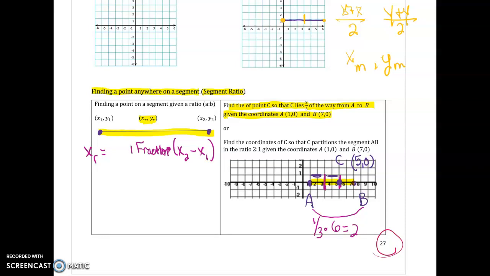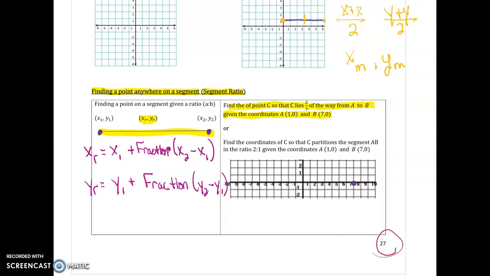Once I get that, then I'm going to go back and add to it the starting point, which we're going to call x1. Now, the y coordinate will be the same way, so I'm just going to rewrite it with y's. It'll look a little neater here. All right, now that you have that written down, let's redo this problem and use our formula, and you're going to see that we will get the same answer of 5, 0.